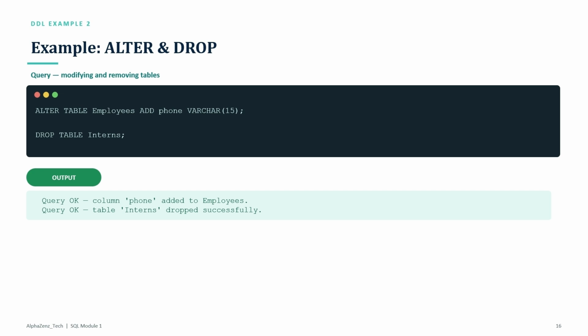Slide 21, DDL example 2, alter and drop. Now let's modify it. Alter table employees, add phone varchar 15. This adds a brand new phone column to our existing table. And drop table interns. This completely removes the interns table. Output, column phone added to employees and table interns dropped successfully. Again, drop is permanent, so always double check before you run it in a real system.